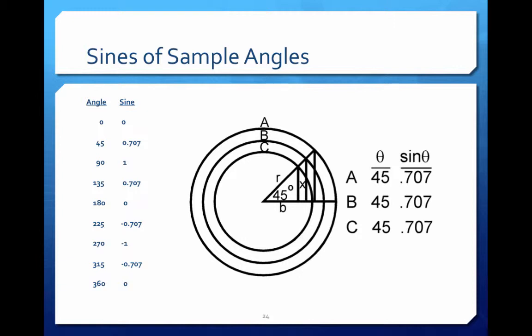Again, looking at these three circles, the sine of a 45-degree angle, regardless of the radius, regardless of the diameter, will always be 0.707 for 45 degrees, or 1 for a 90-degree angle, or 0 for a 180-degree angle, and so on. The sine remains constant.